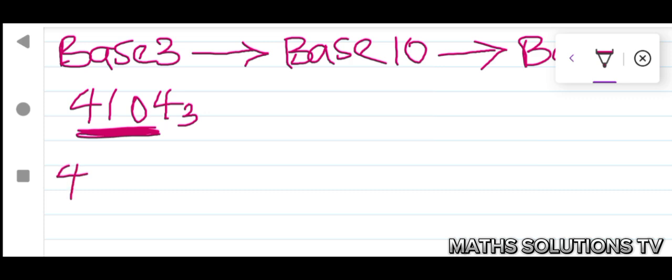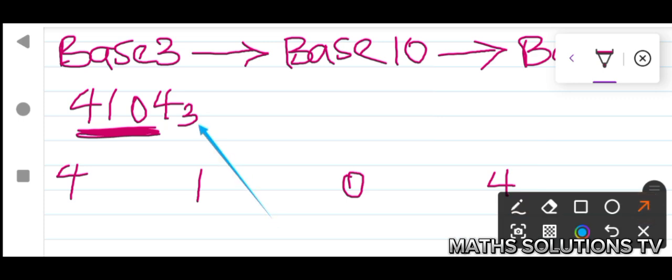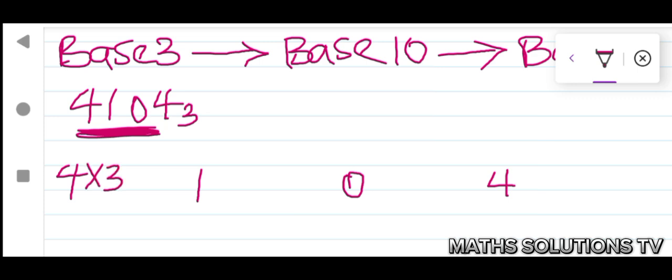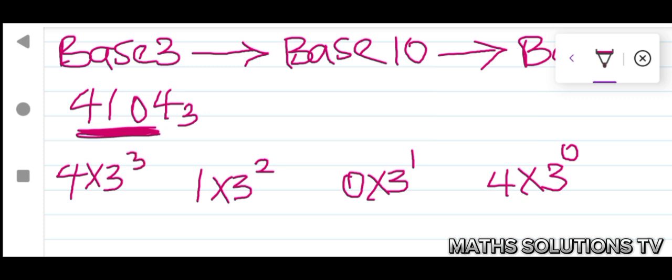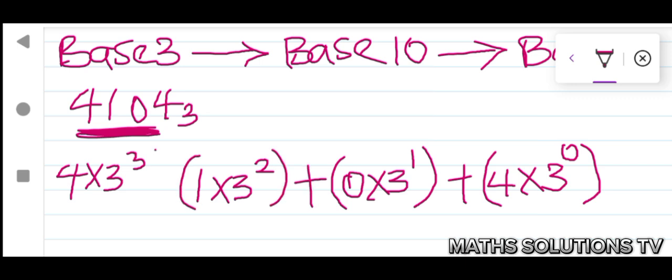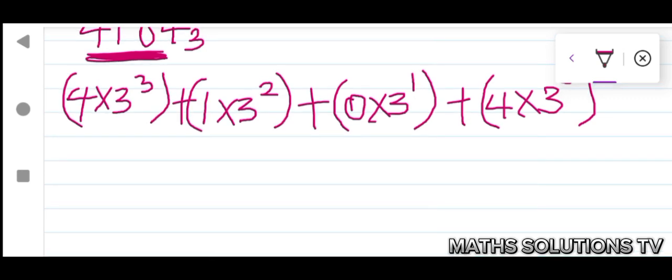So we have 4104. Then multiply each number by this base, which is 3, so multiply by 3, by 3, by 3, by 3. Now put your powers starting from the last value: 0, 1, 2, 3. To avoid confusion, you put your brackets, and you also include your plus in between the brackets. At this point, we have to be very, very careful.